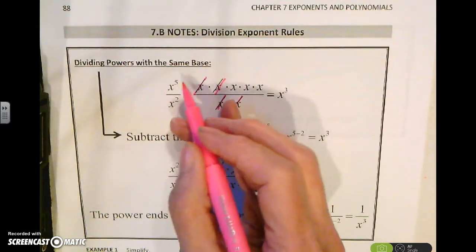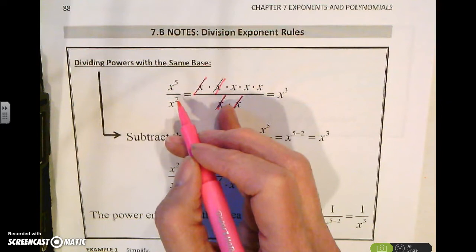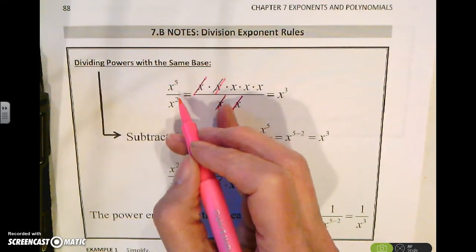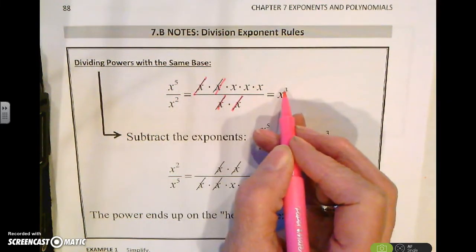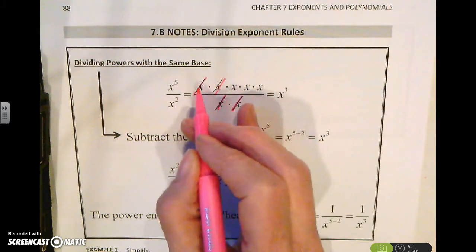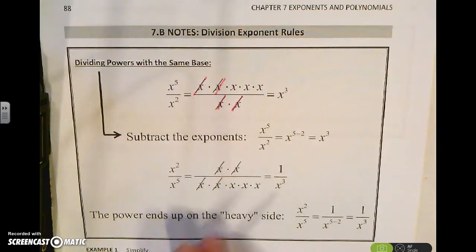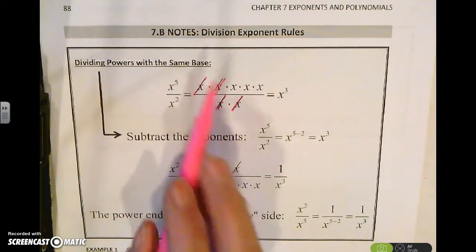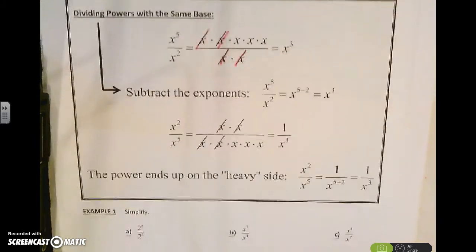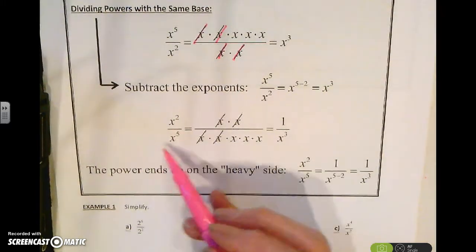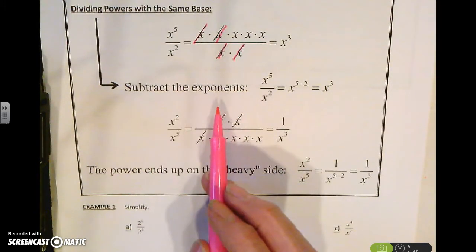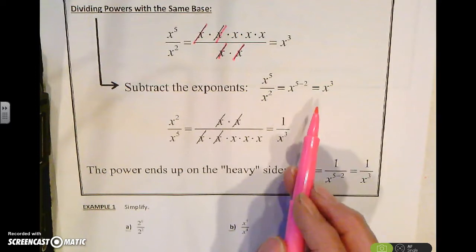So you'll notice that considering the exponents, 5 minus 2 is going to give me this exponent of 3, which makes sense. I had 5 x's and I took out 2 of them. So the rule for dividing powers with the same base, if we're not going to expand, would be to subtract the exponents. And here's an example.